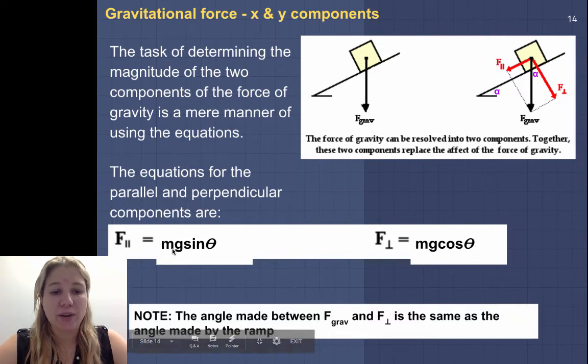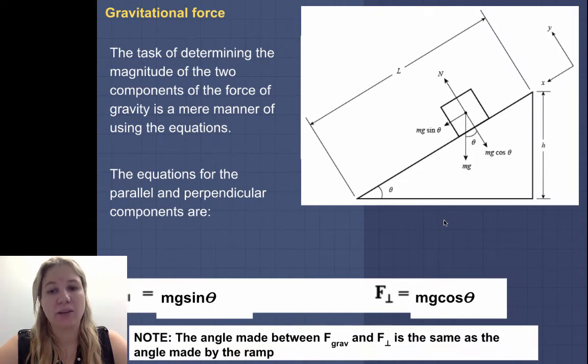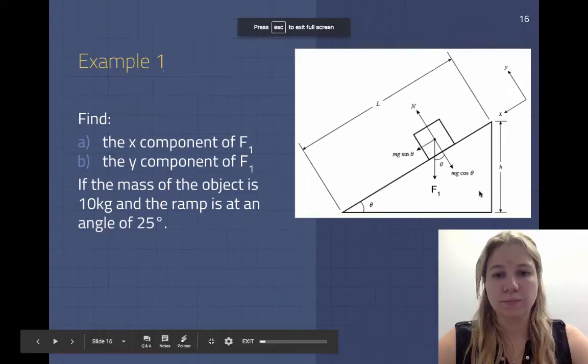If you hadn't already worked out the force of gravity, it would be mass times gravity, so mass times 9.8, then sine of theta. That's for your parallel or x component, this one here. For the y component, you would have mass times gravity times cos of theta. This diagram just shows you those equations to work out the magnitude of those vectors.